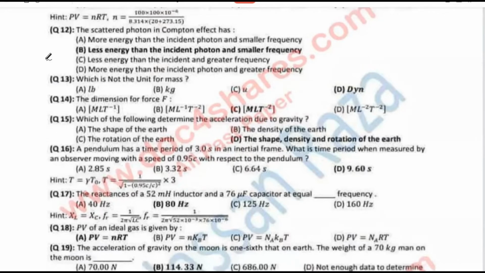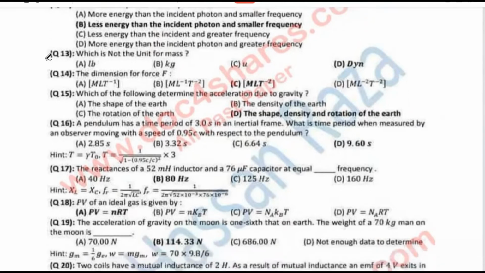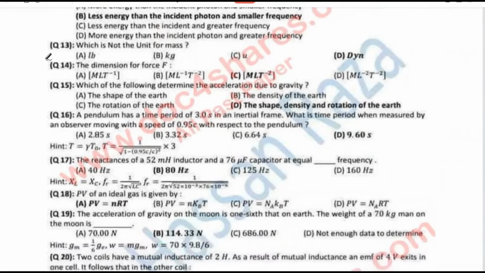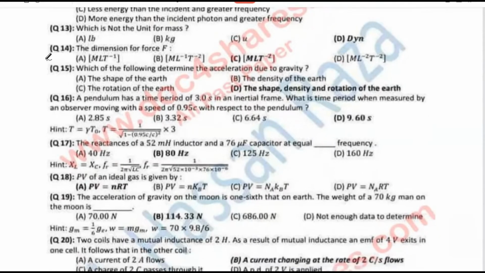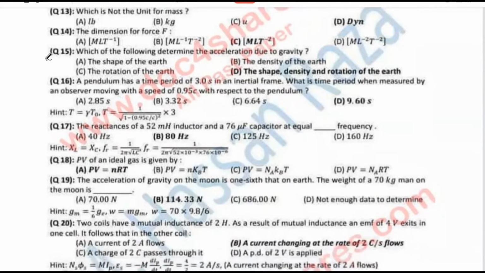Question number 16: a pendulum has a time period of 3 seconds in an inertial frame. What is the time period when measured by an observer moving with a speed of 0.95 c with respect to the pendulum? So the answer is D, 9.60 seconds. According to the hint, you can find the answer. Question number 17: the reactance of a 52 millihenry inductor and a 65 microfarad capacitor at 80 hertz frequency. According to the hint, you can find the answer.